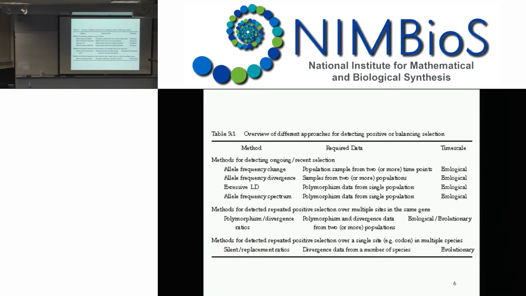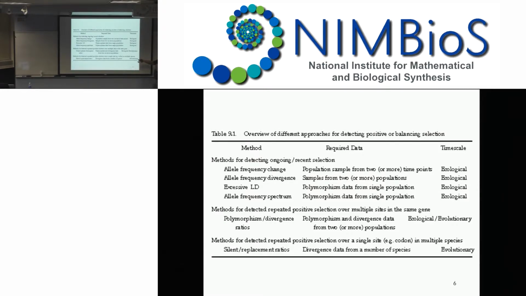Then you can look at allele frequency and site frequency spectrum data. So again, these are polymorphism data. These are data from different populations, either the same population at different time points or different populations at the same time point. So you have different types of sample requirements. You can look at methods for ongoing or recent selection. By recent, I mean within Ne generations ago, just completed.